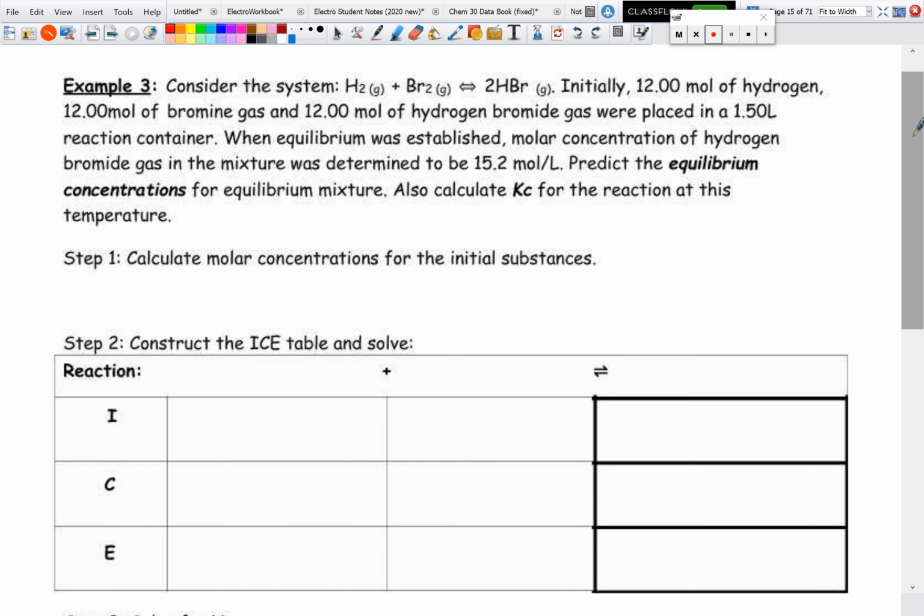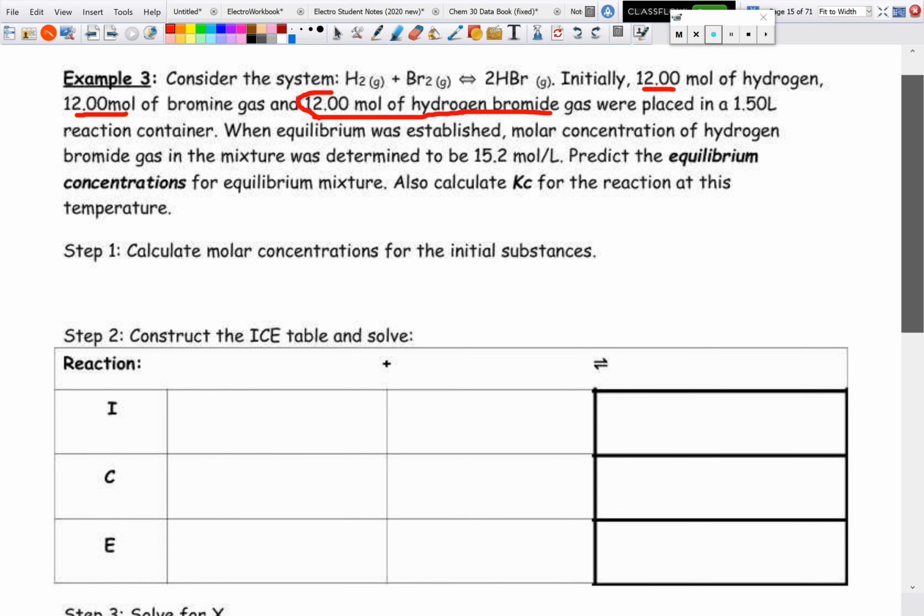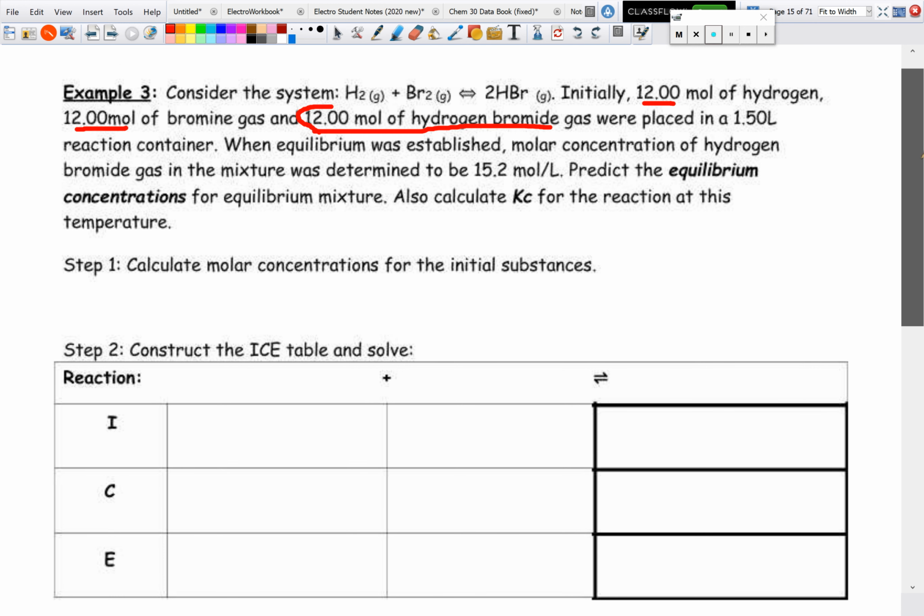So example 3, you will notice initially 12 moles of hydrogen, 12 moles of bromine, and 12 moles of hydrogen bromide gas are placed in a 1.5 liter container. Notice that in this one, we have a concentration of one of our products being initially injected in there as well. But really, it shouldn't change the value of the equilibrium constant that much. With rounding and everything like that, we might get a slightly different answer, but that's no big deal. Also, we don't know what temperature this is at either.